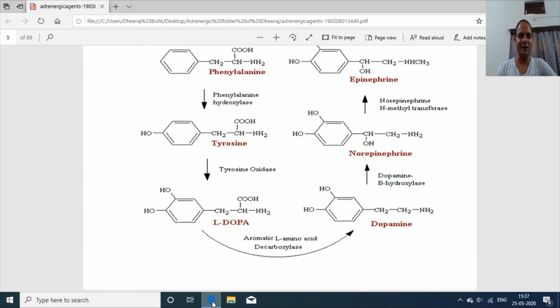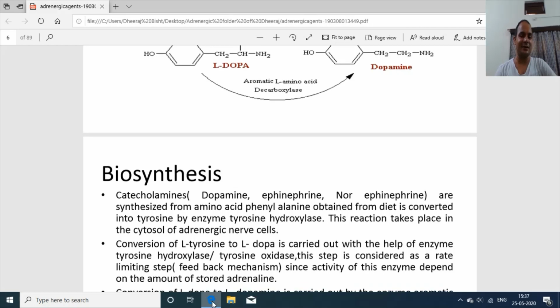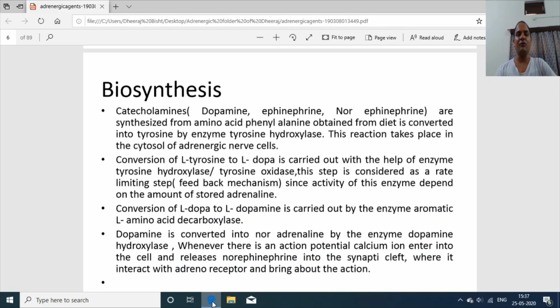Next, we take up what adrenaline, noradrenaline, and dopamine are chemically. Epinephrine, also called adrenaline, norepinephrine, also called noradrenaline, and dopamine are commonly called catecholamines. Why are they called catecholamines? Because they contain a catechol nucleus that is attached with an amino moiety.